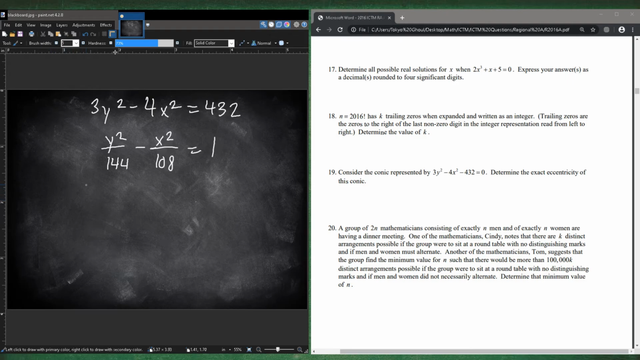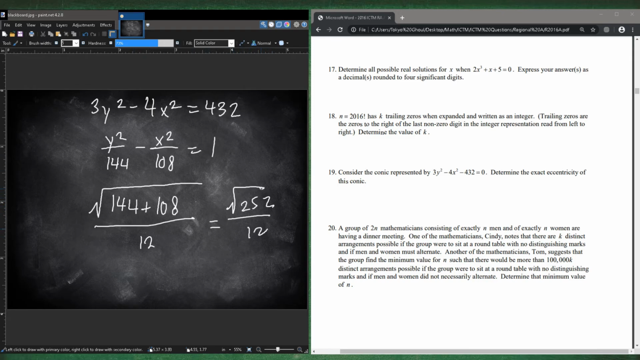So for the exact eccentricity, for just a hyperbola, this only works for a hyperbola, you have to take the square root of the sum of these numbers, so the square root of 144 plus 108, over the square root of the one that's positive. The positive one is the y squared one, because the x squared one you're subtracting, so that's negative. So the positive is the 144, and the square root of that is 12. So what's 144 plus 108? That's equal to square root 252 over 12.